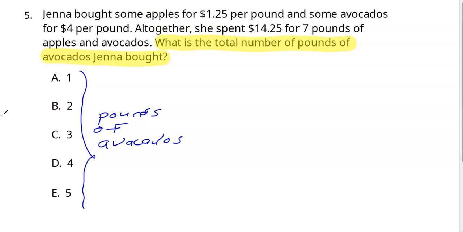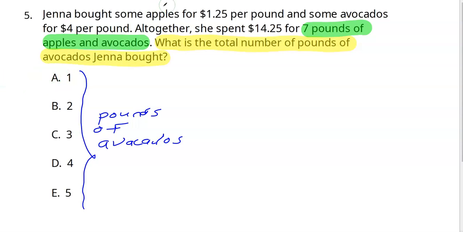So if A is my answer choice, it's 1 pound of avocados. If B is my answer, then it's 2 pounds of avocados. So I'm going to use my answer choices to help me. If you look right here, it says altogether she spent $14.25 for 7 pounds of apples and avocados. So I know that there was a total of 7 pounds.